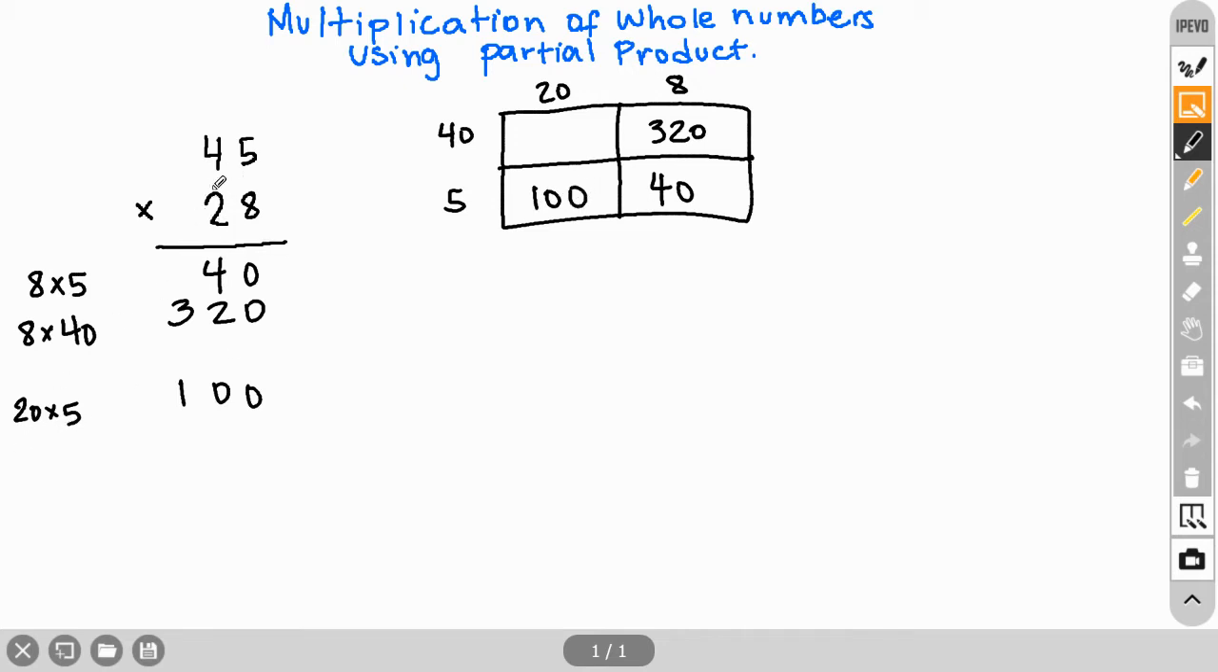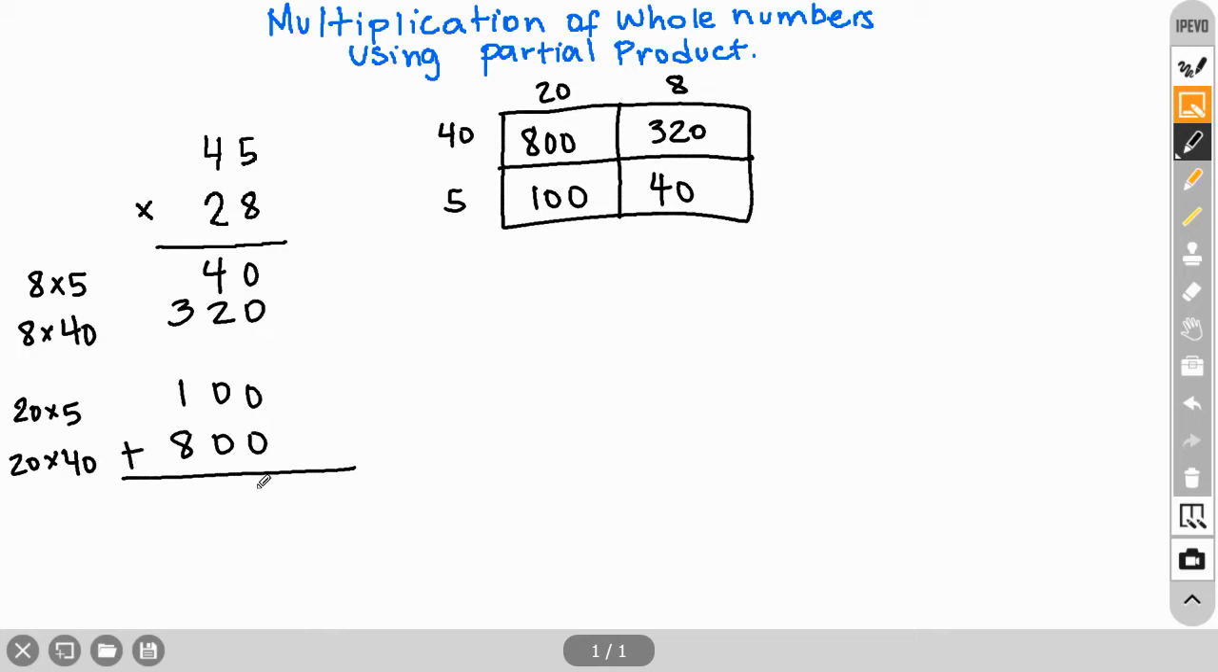And then 20 times 40. This is not only 4, it's 40. 2 times 4 equals 8. Add the 2 zeros, so it's 800. So I can even add here, 4 times 2 is 8, 2 zeros, 800. All we have to do now is add all of them.